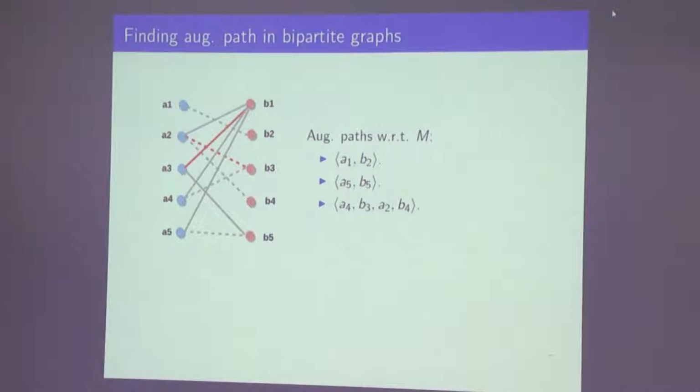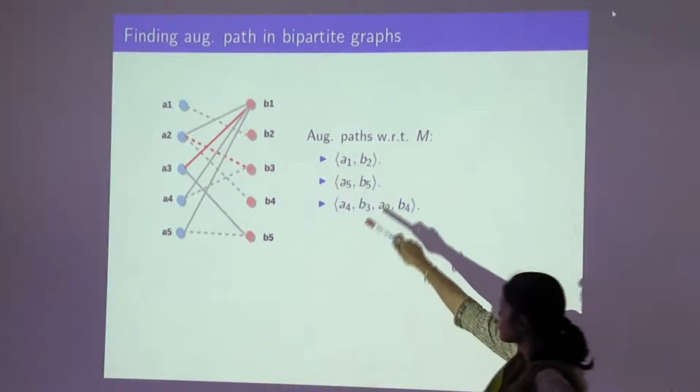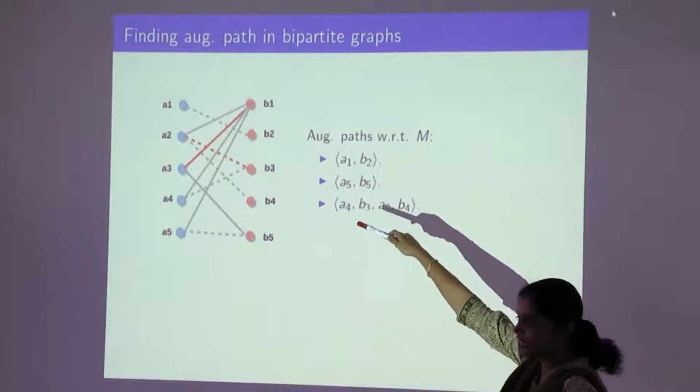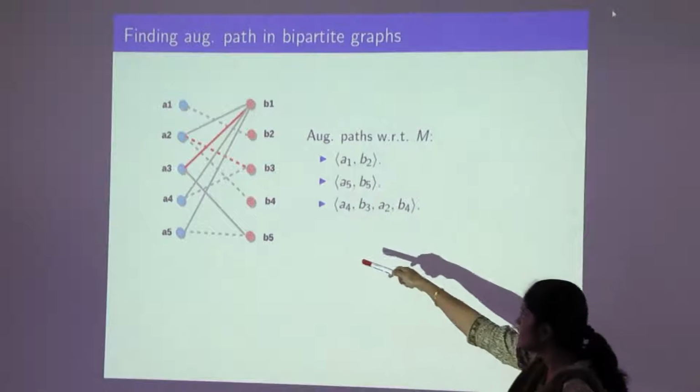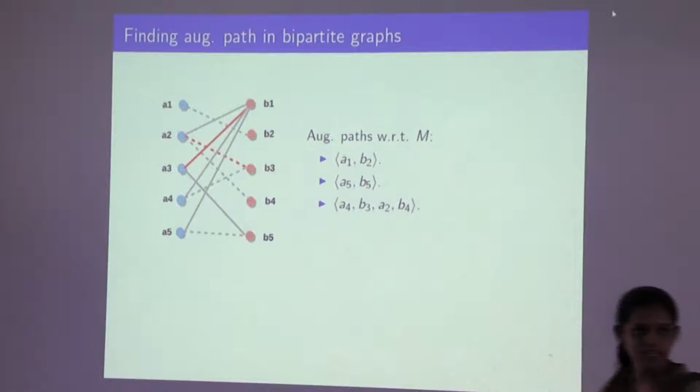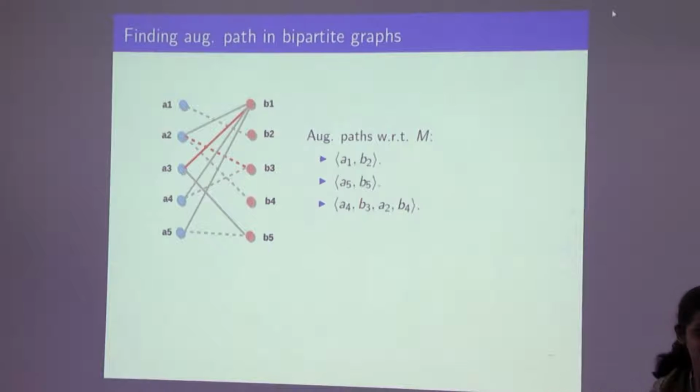So A1, B2, A5, B5, then A4, B3, A2, and is that correct? A2, B4. Yeah. So this is again a 3-length augmenting path. This is A4, B3, A2. The red edge is the matched edge, and then we come to B4, which is again an augmenting path. Both the endpoints are free.